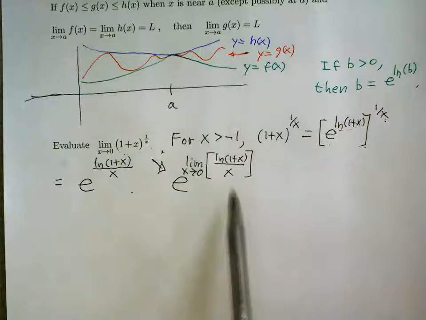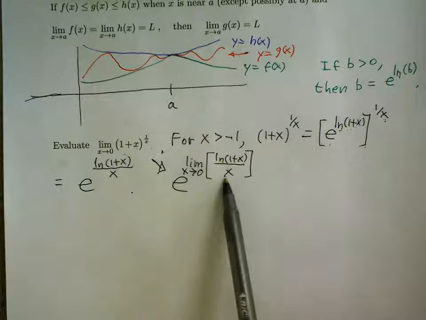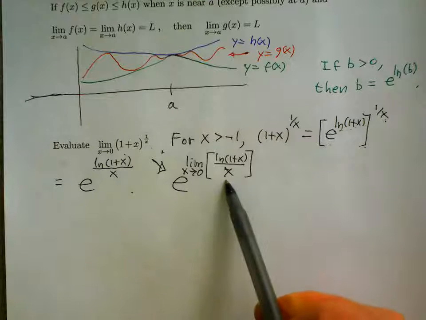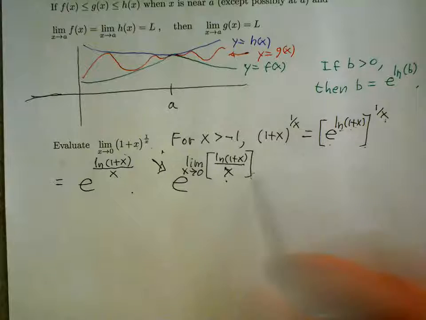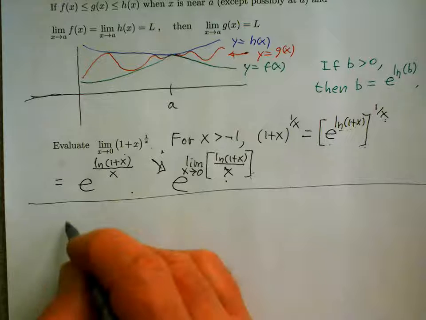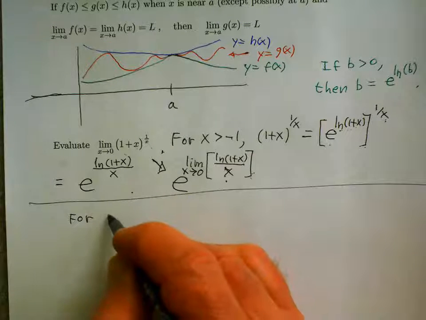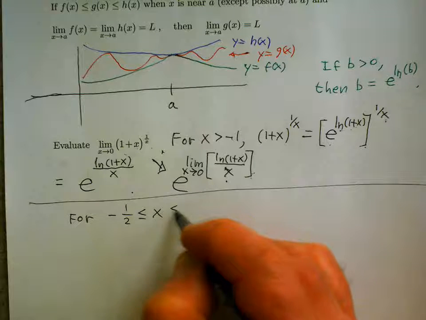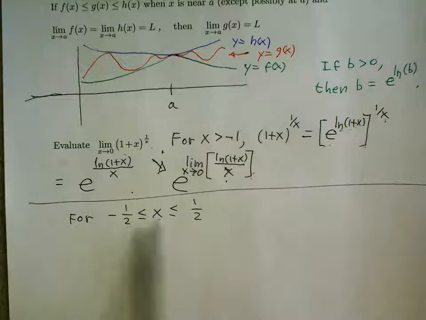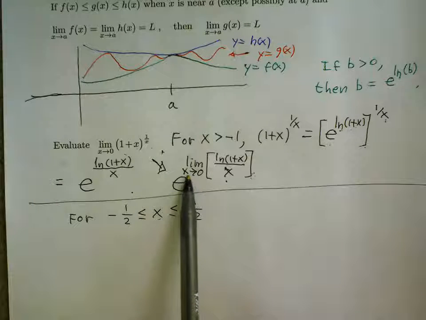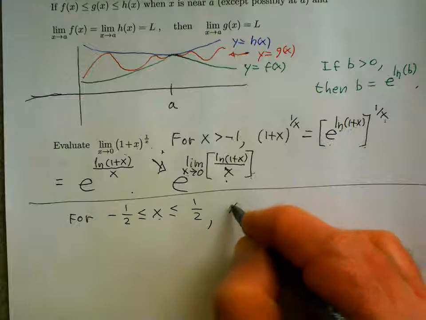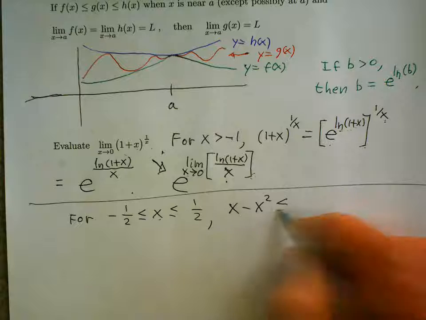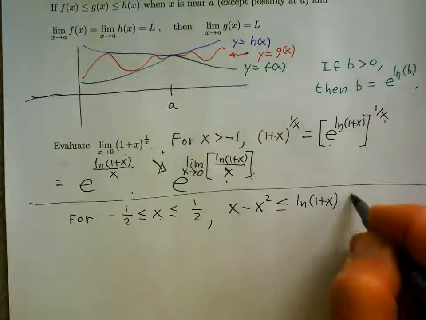Okay, so once again, we can't evaluate this limit by direct substitution because that would give us a denominator of 0, which means the expression is undefined. So to get around that, I'm going to do the following. For values of x that are between negative 1/2 and positive 1/2, I'm restricting x to this interval, which is okay because eventually we want to find the limit as x goes to 0. So this interval contains 0. And for x between negative 1/2 and 1/2, it turns out that x minus x squared is less than or equal to the natural log of 1 plus x, which is less than or equal to x.